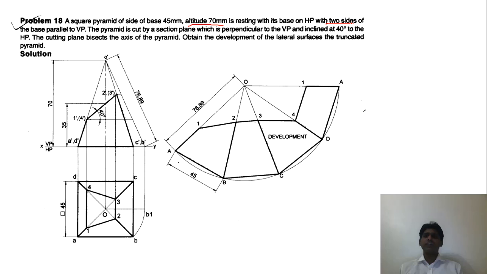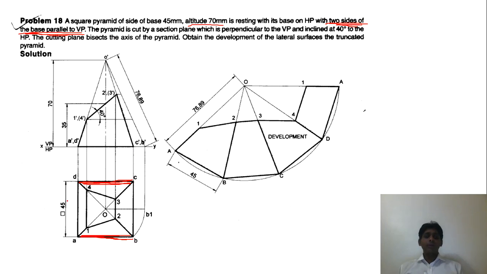So this condition is mentioned. So the only option that we have is to place two of the sides, that is this side and this side, two sides of the base parallel to VP. We have no other option. So we are going to place this side CD and AB parallel to VP. So it has to be placed like this.